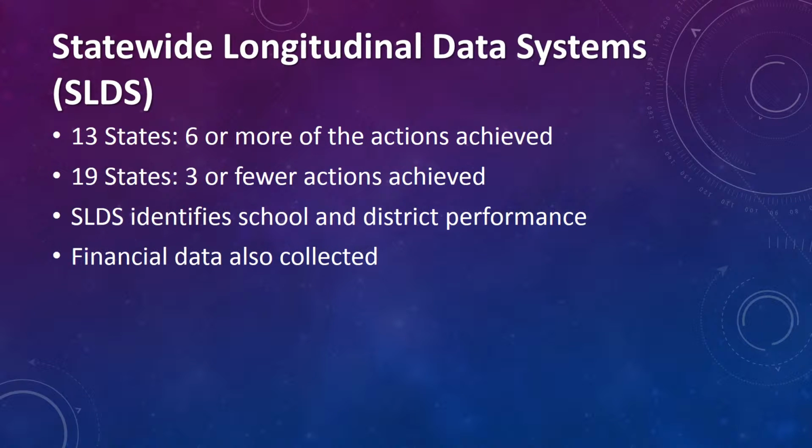Of the 10 identified actions, 13 states have 6 or more of them achieved. 19 states have achieved only 3 or fewer. They use the SLDS to help identify school and district performance. States are also collecting financial data to help determine information about student achievement over time as it relates to finances.